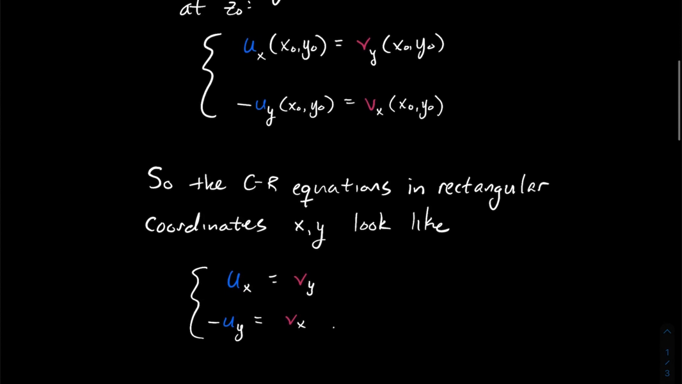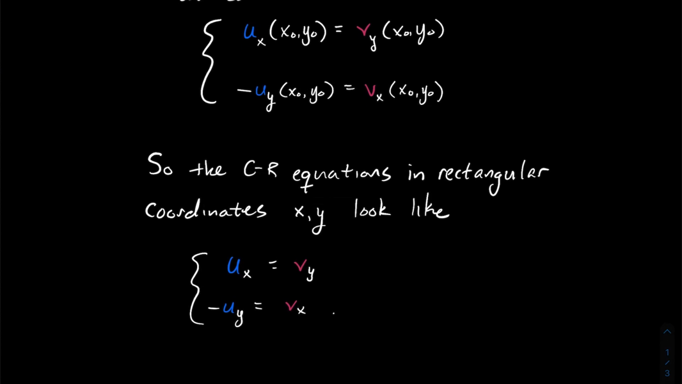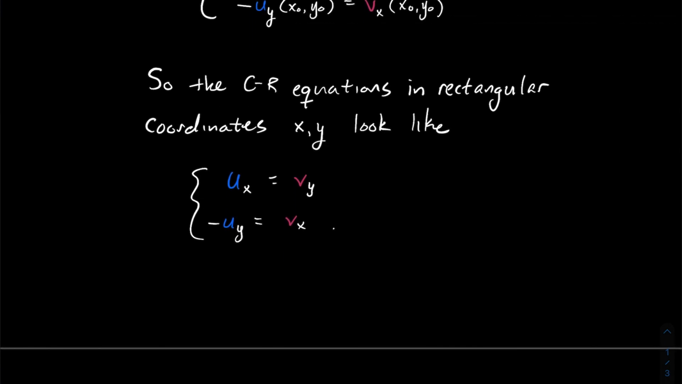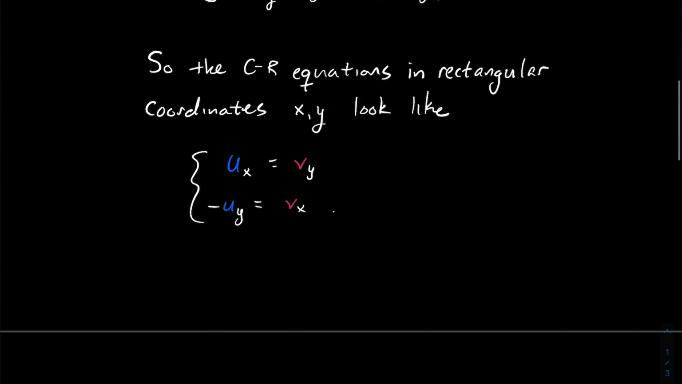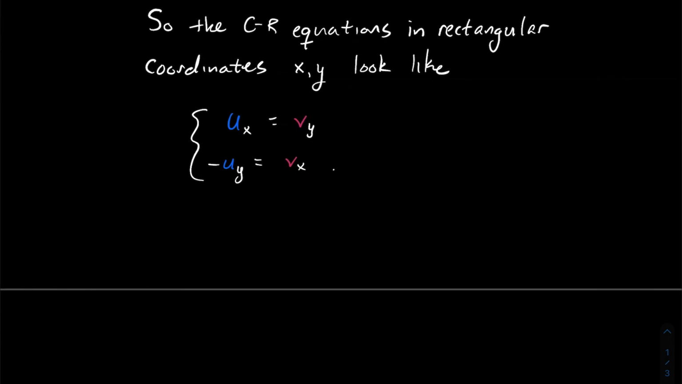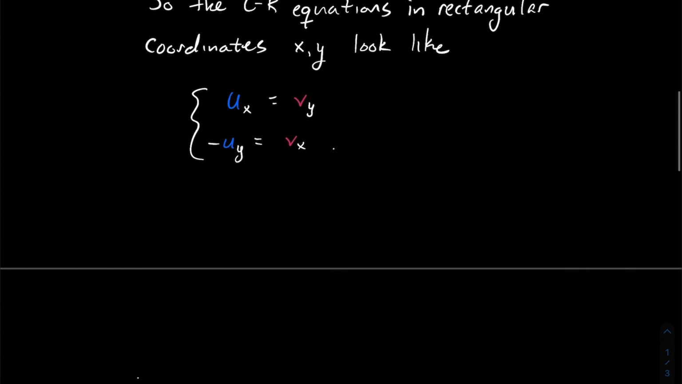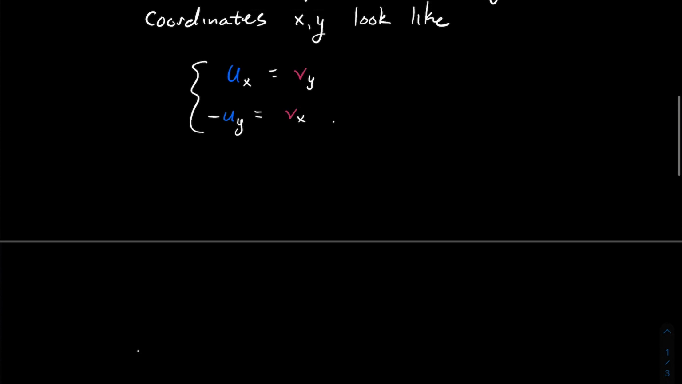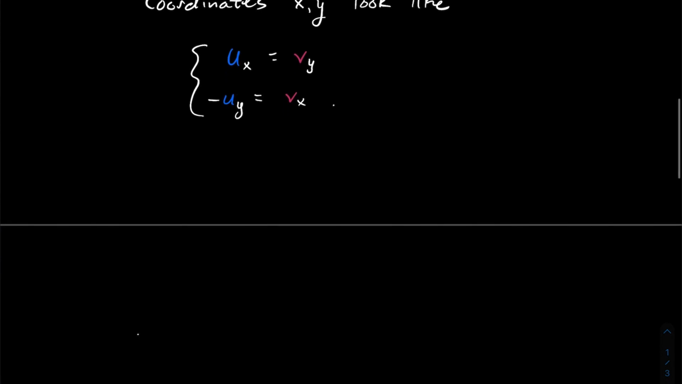So the CR equations in rectangular coordinates, in other words with respect to x and y, you might shorthand them like u_x equals v_y and minus u_y equals v_x. When using subscripts like this, that denotes partial derivatives, so I'll try to be more careful to say partial u with respect to x is the same thing as partial v with respect to y, and minus partial u with respect to y is the same thing as partial v with respect to x. But just in case I ever slip up, hopefully we're clear on what these symbols mean.